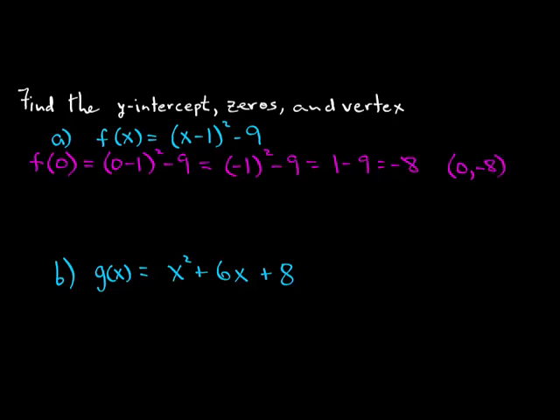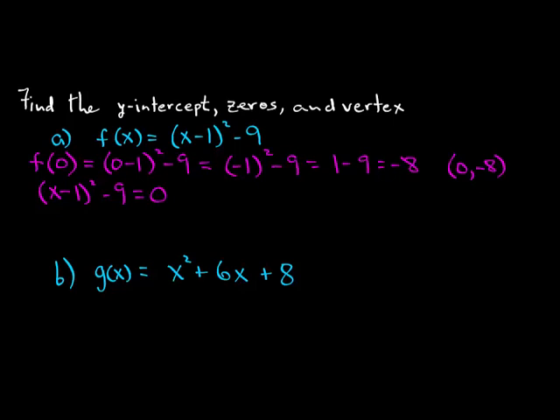So that's how we find the y-intercept. Now next, we want to find the x-intercepts. So I take the entire function and set it equal to 0. So what we're doing is we're letting y be 0. To find the y-intercept, we let x be 0. To find the x-intercepts, we let y be 0.